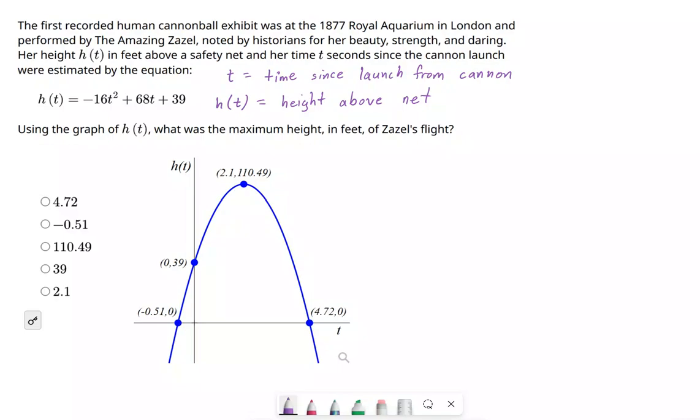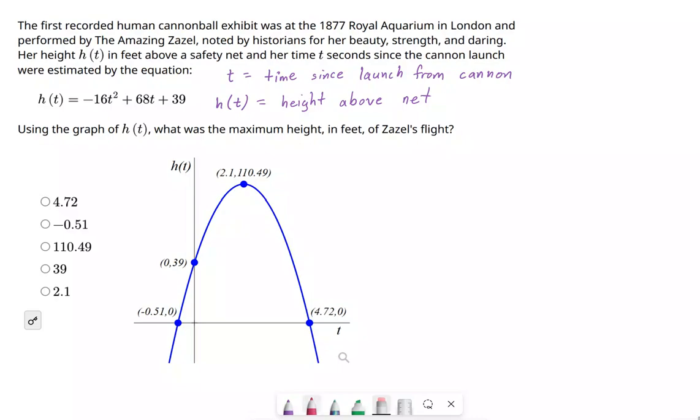So the amazing Zazzle is about to be launched out of this cannon, and there are two important variables we have to understand. One is this variable t, that's how long it has been since she was launched from the cannon. So she starts her launch at time equals 0, and then she's going to fly through the air for a couple of seconds. And then the next variable that we need to know is h, and h is the height above the safety net that's going to catch her. Now, if I were Zazzle, that would be a pretty important variable to me. I'd want to know how high it was.